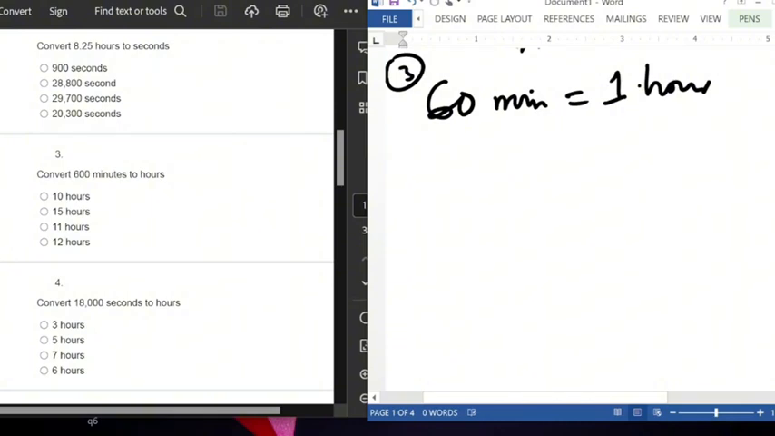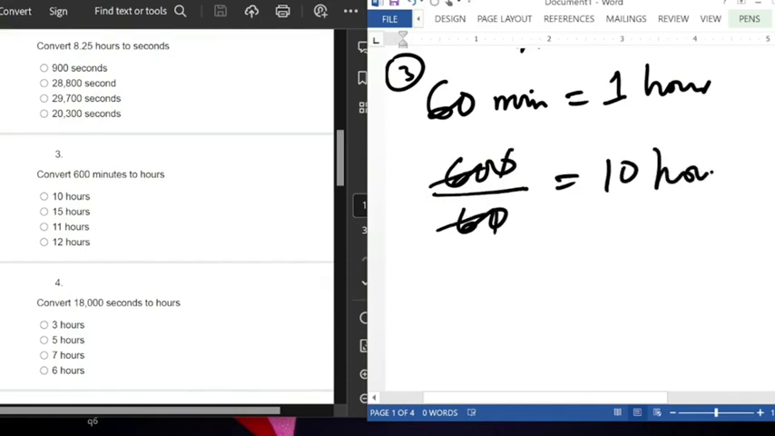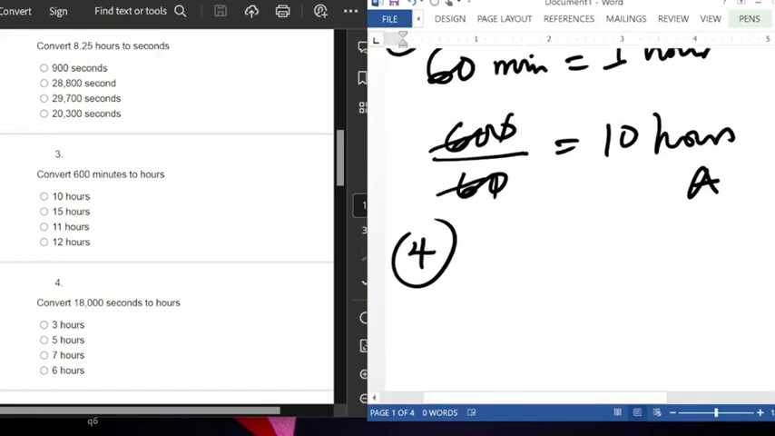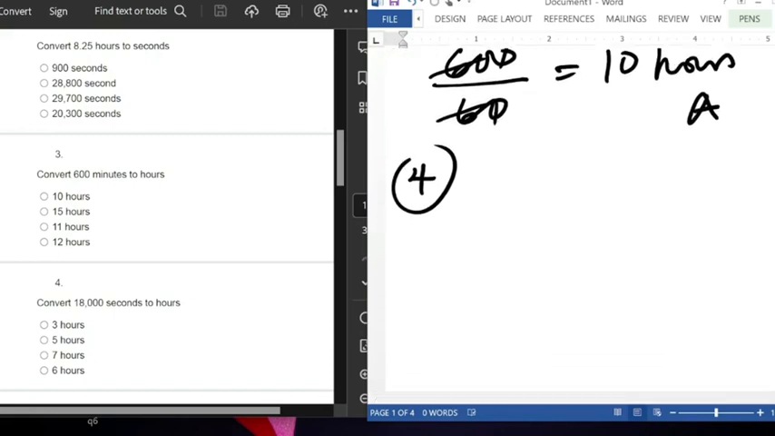So we now have 600 minutes. That means 600 minutes divided by 60 will give us how many hours? 0 cancels 0, 6 here, 1, 6 here, that's 10. So that's going to be 10 hours. And that's option A. I hope this is very clear. For question number 4 now, we have: convert 18,000 seconds to hours. The same thing: how many seconds make 1 hour? That is 3,600 seconds equals 1 hour.